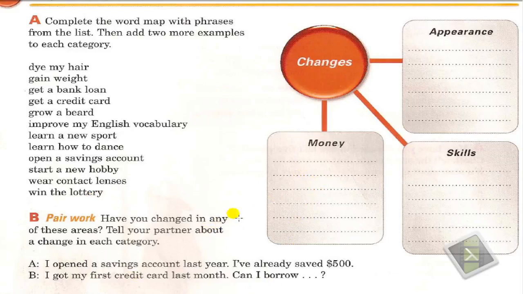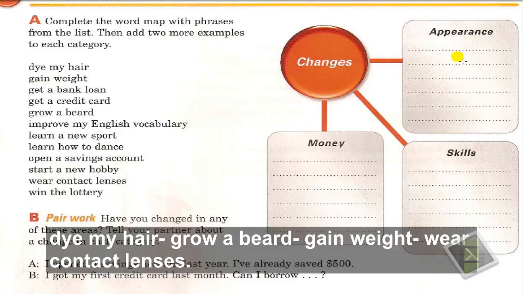Appearance. Dye my hair. You change the color of the hair. Grow a beard. Gain weight. Wear contact lenses.